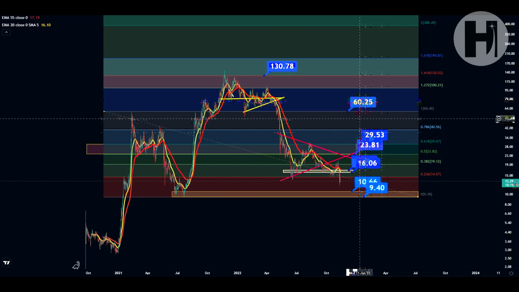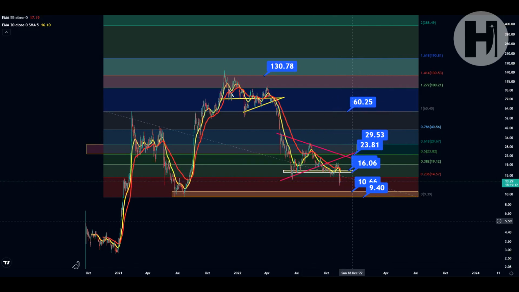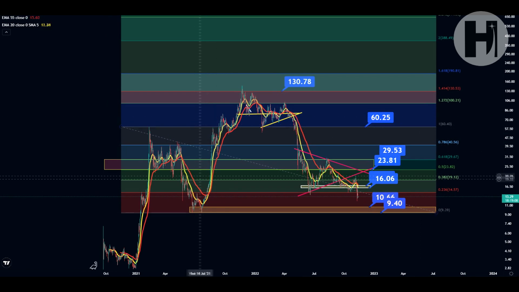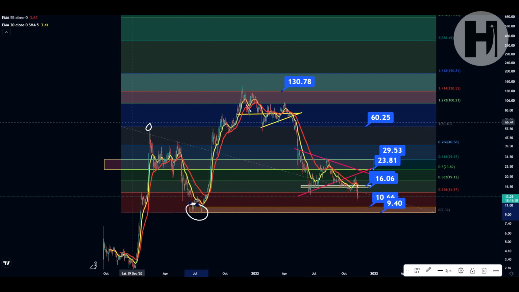Now, let's get straight into the TA. So jumping into the daily chart on TradingView, we have our old Fibonacci retracement. I've gone through this many times, but if you're a new viewer and you haven't watched the previous update, then you have your swing high over here and you have your swing low over here. So this is the February high and the July 2021 low.